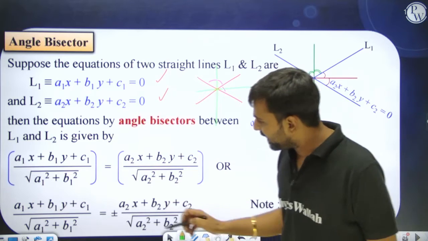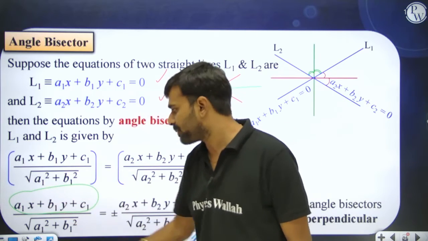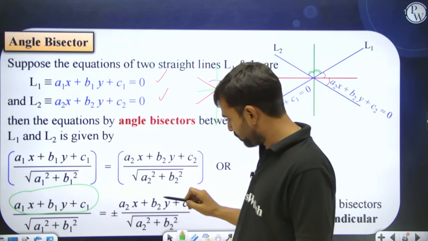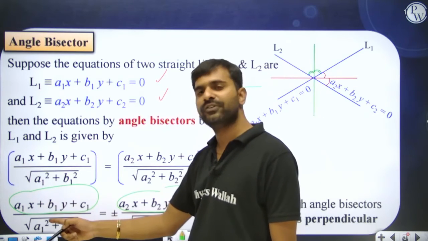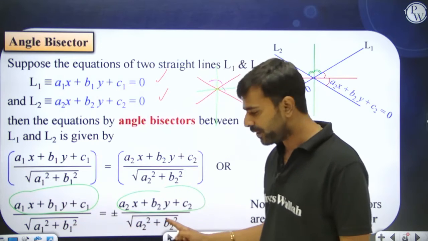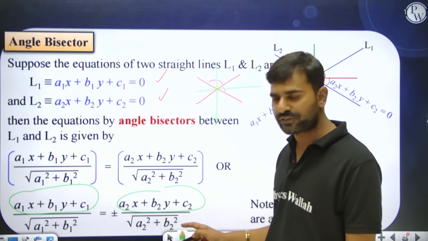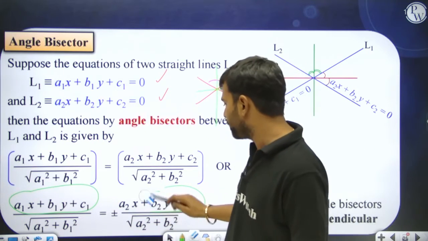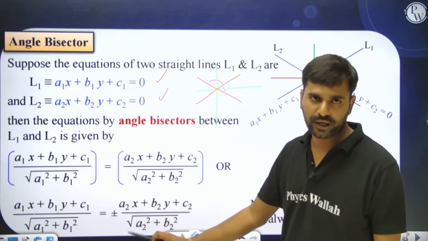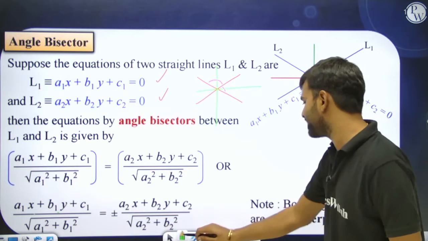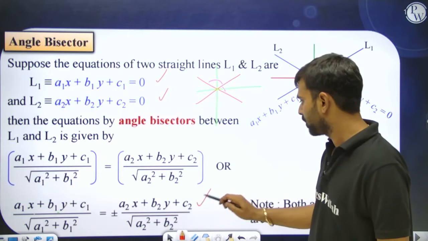We write down the equation of the straight line a1x plus b1y plus c1, one of the lines, and another line a2x plus b2y plus c2, divided by under root of coefficient of x square plus coefficient of y square. Over here also, under root of coefficient of x square plus coefficient of y square, and we simply put a modulus over here. The moment we open the modulus, we write down plus minus over here. So these are both the bisectors.